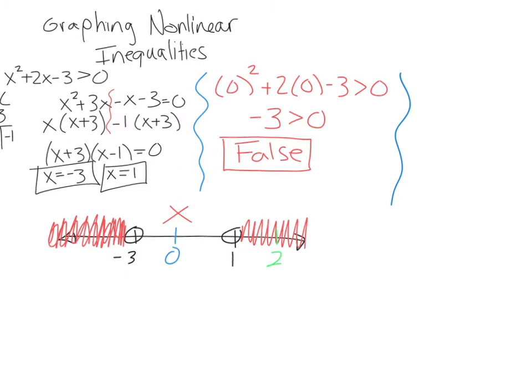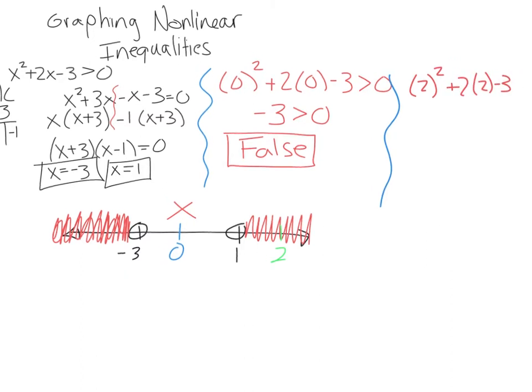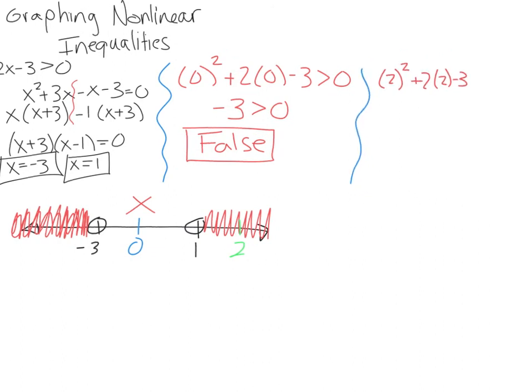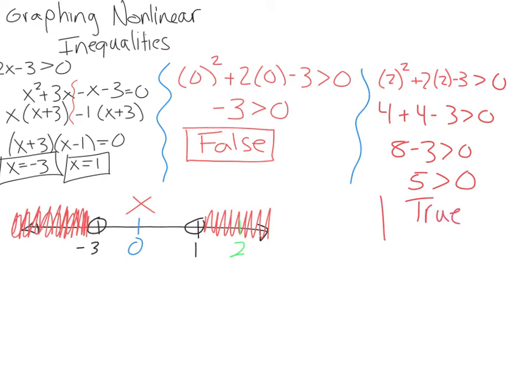So here I'm going to have 2 squared plus 2 times 2 minus 3 is greater than 0. So 2 squared is 4, 2 times 2 is 4, minus 3 is greater than 0. Well, that's going to give me 8 minus 3, and 8 minus 3 is 5. Now, is 5 greater than 0? Yes, this is a true statement. And so since it's true, that's why we shaded right over here. That's why you see it bolded in red.